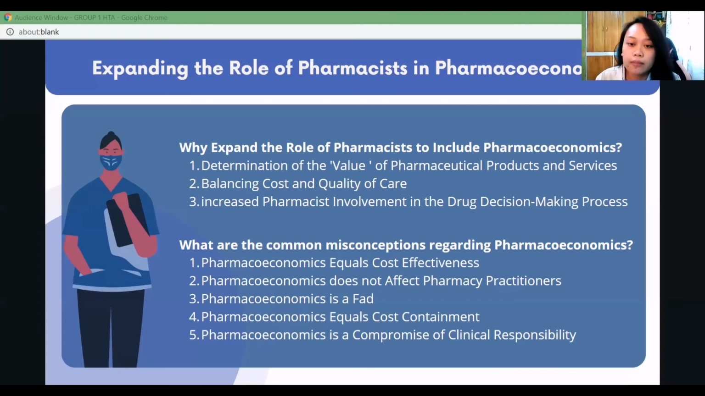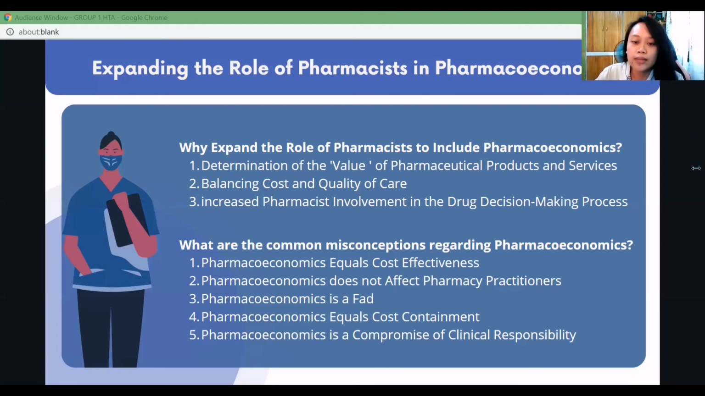Next is pharmacoeconomics equals cost containment. So sa misconception na to, this suggests that when we use pharmacoeconomics, we are just focusing on lowering the price of the services, pero we are not including the patient outcome. Actually, by applying pharmacoeconomic tools like cost-effectiveness analysis, patient outcome and economic outcomes are both considered.